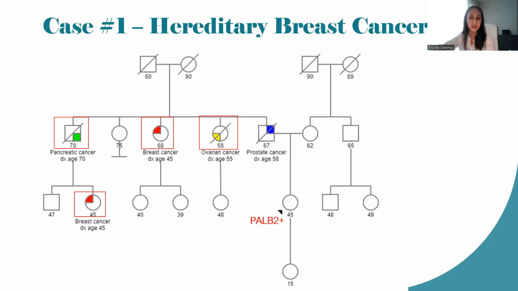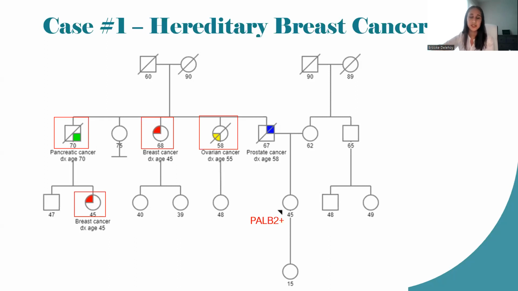Now, notice that the patient's father is not highlighted. I will say it is because, one, prostate cancer is not currently known to be an associated cancer with PALB2 mutations. However, there is growing evidence and association that it might be in the future. However, we do not base that in our risk assessment for a PALB2 mutation.